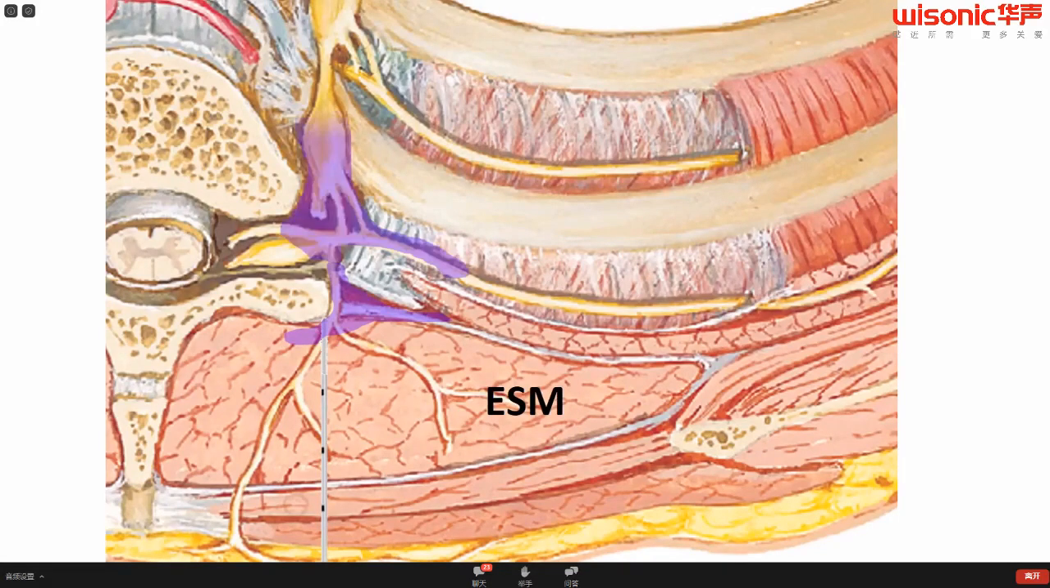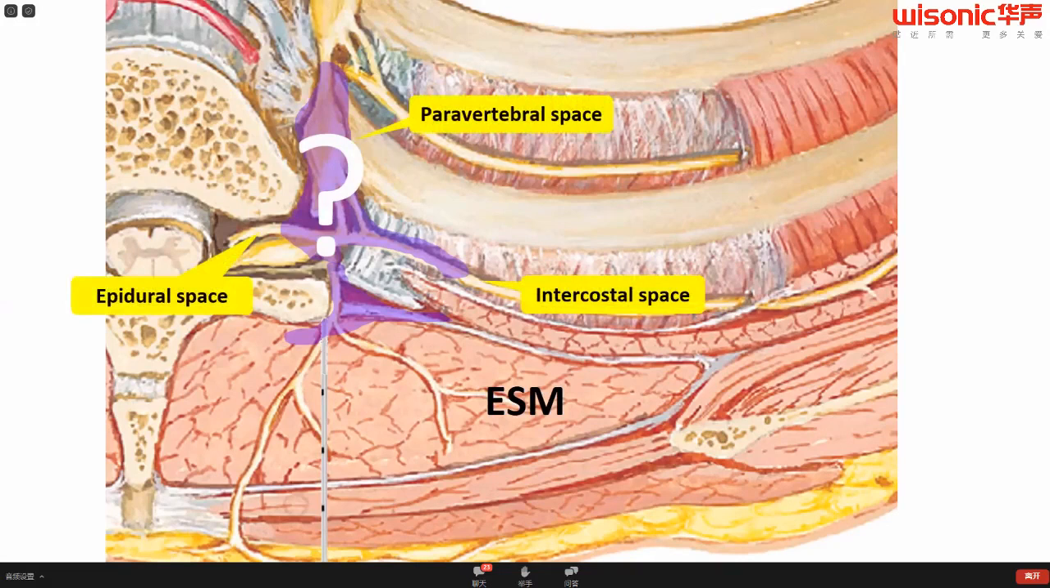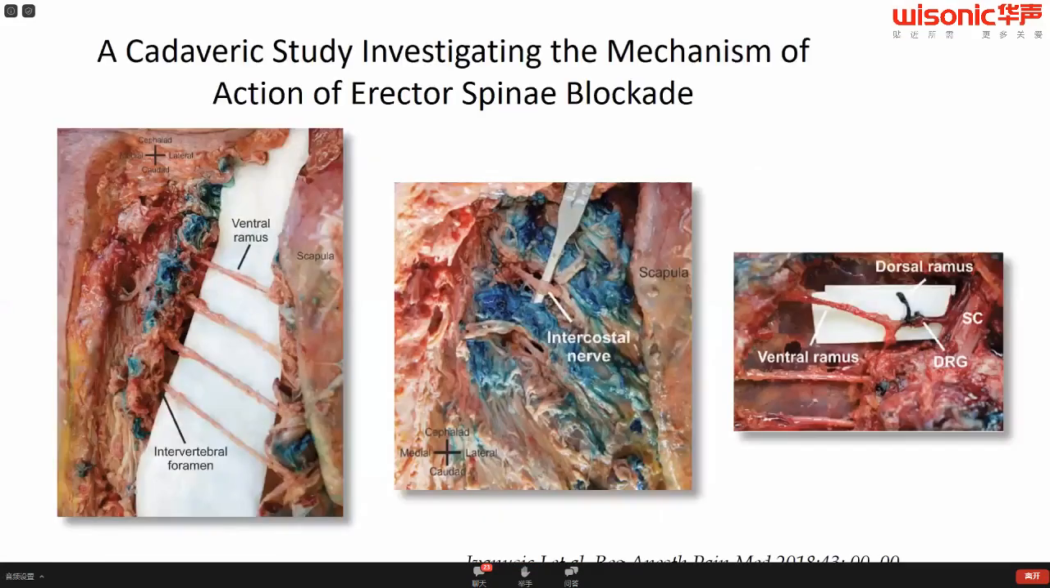The question is, is the local anesthetic flowing into the intercostal space or the paravertebral space or the epidural space, and producing by this complete somatic and visceral analgesia? Many cadaver studies were done to answer this question. This is one showing that when you look at the cadavers, the ventral rami are not stained with contrast dye. Only the dorsal ramus here on the right side in the picture is stained with contrast dye.